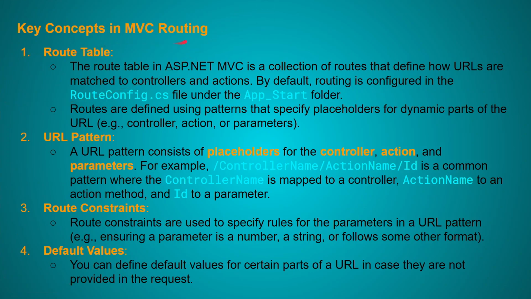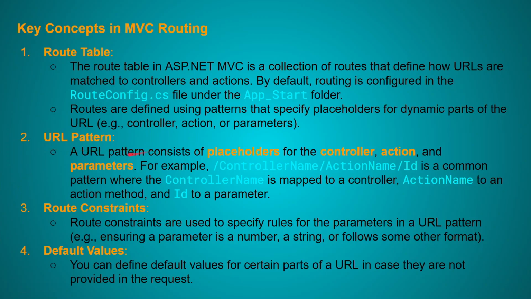Key concepts in MVC routing. Route table. The route table in ASP.NET MVC is a collection of routes that define how URLs are matched to controllers and action. By default, a route is configured in the routeconfig.cs file under the App_Start folder. Routes are defined using patterns that specify placeholders for dynamic parts of the URL. Example, controller, action, parameters.